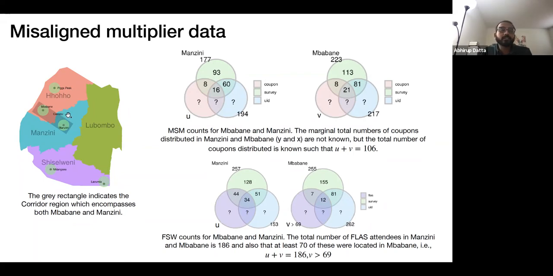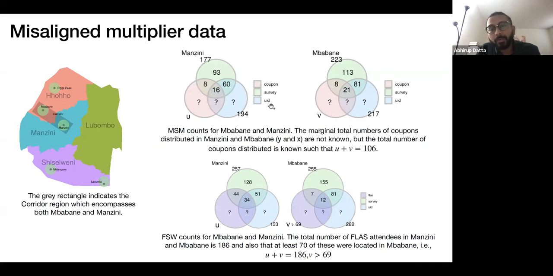And this is problematic because these two belong to different regions, and we need region-specific numbers to allocate resources for programs. So it's important to disentangle the single number for the corridor into separate numbers for Manzini and Babane. So to give an example, here's the MSM count for Babane and Manzini. As you can see, we have the survey, we have everything known within the survey.